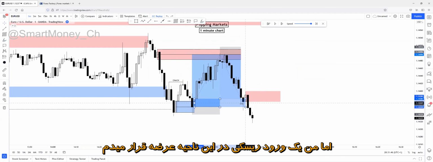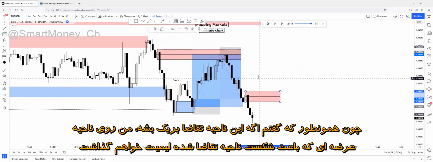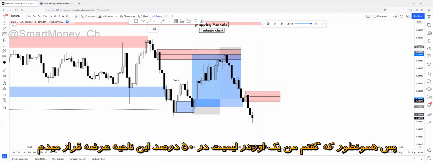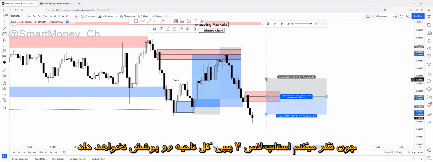But I will just raise the entry on this supply zone, because that's what I said. If this demand zone breaks, I'll be setting a limit order on the supply zone that was causing the break of this demand zone. If this demand zone gives reaction and changes character, I'll be setting a limit on the demand zone that caused the change of character. So as I said, I'm setting a limit order on this supply zone and the 50% of this zone, because I believe the 2-piece stop loss won't be able to cover the whole zone.